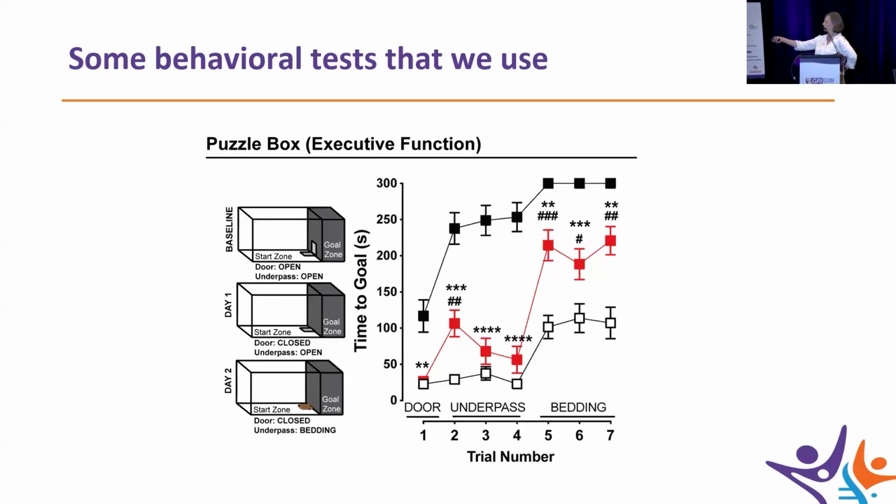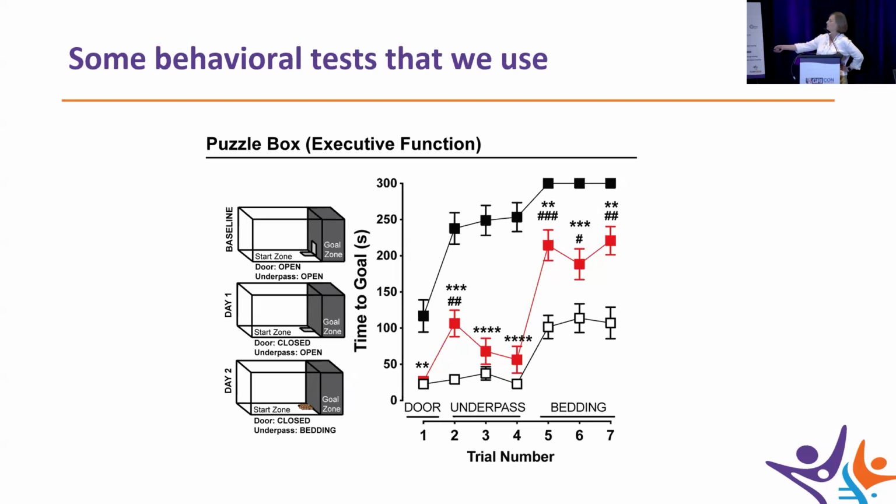So first we put them in this open box, and we show them, look, there's a door, and you can go into this darker area, which mice generally feel safer in the dark. Then we block up that door, so they have to crawl through this underpass to get to the goal. And then we fill that underpass with bedding, and they have to dig through it. So we're looking at this combination of, do you remember, can you change, and can you solve a new problem?